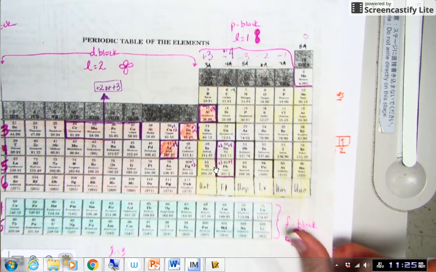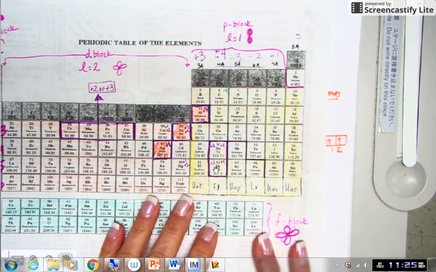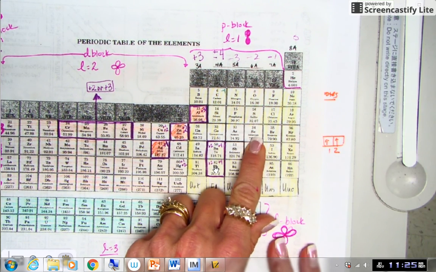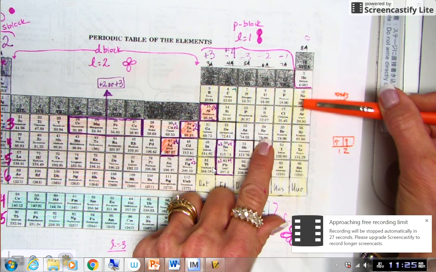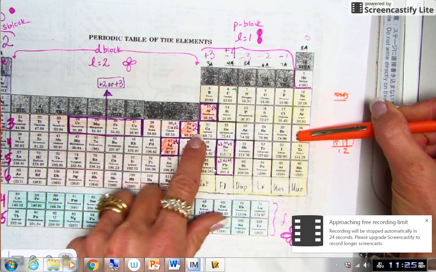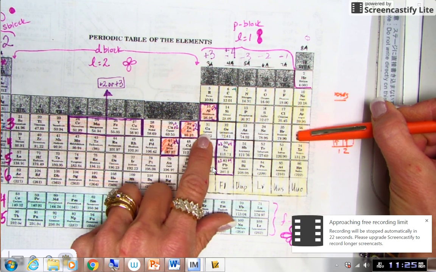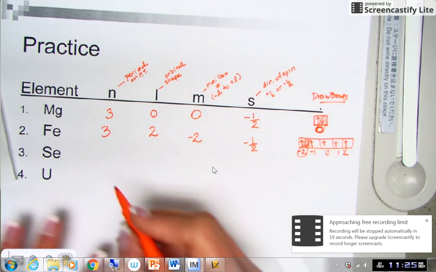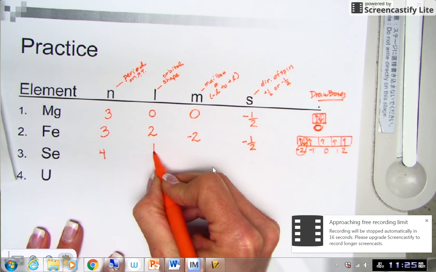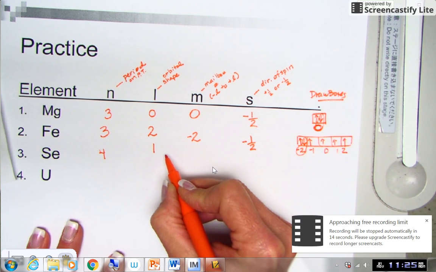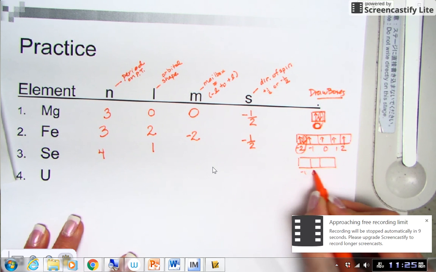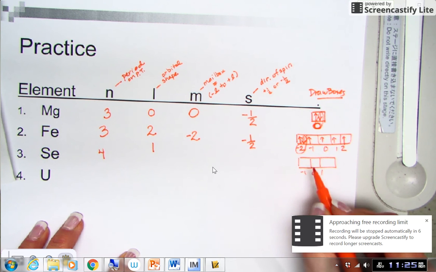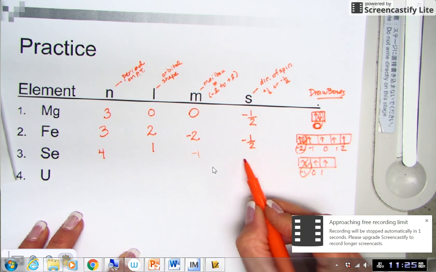Let's look at selenium. Selenium is over here in the P block. You'll find selenium here. So with your energy level, remember, 1, 2, 3, 4. He's in the 4th energy level, or the 4th period. The P's are normal, so you're going to put 4. L is 1 because he's a P orbital. Draw your 3 boxes: -1, 0, 1, and you're going to count over. He is the 4th one over. Up, up, up, down. So -1 and -1/2.